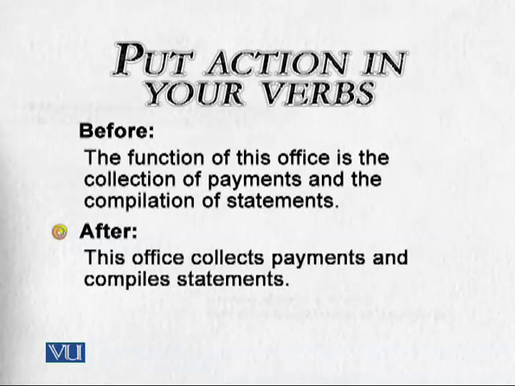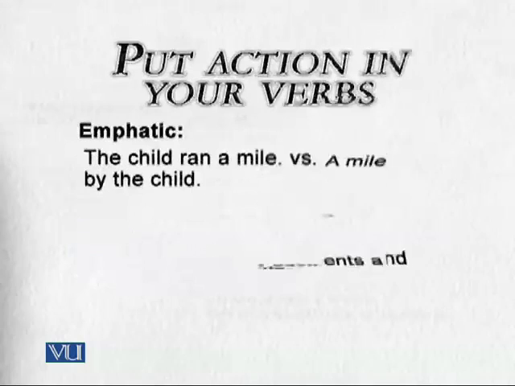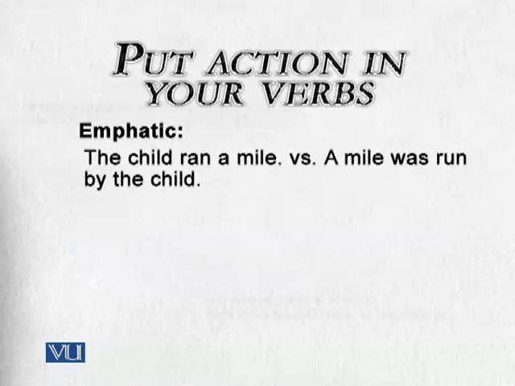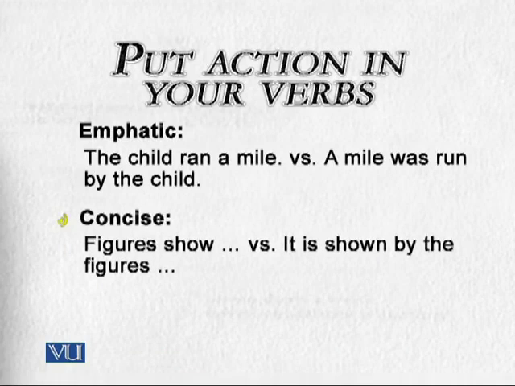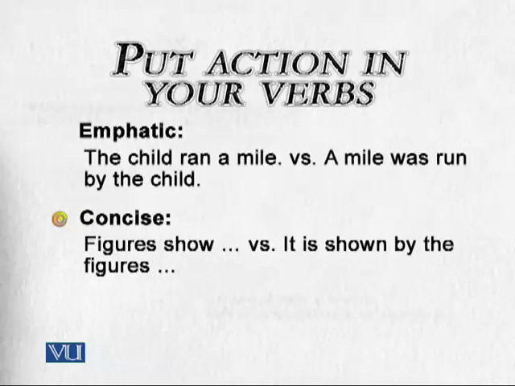Not nouns, we are using verbs. Now, if you start your sentences this way, the child ran a mile, or a mile was run by the child, active and passive. The latter is so awkward, a mile was run by the child. Rather, the child ran a mile. Figures show, or it is shown by the figures. Figures show. This is active and more forceful. This is how we can add action to our verbs.